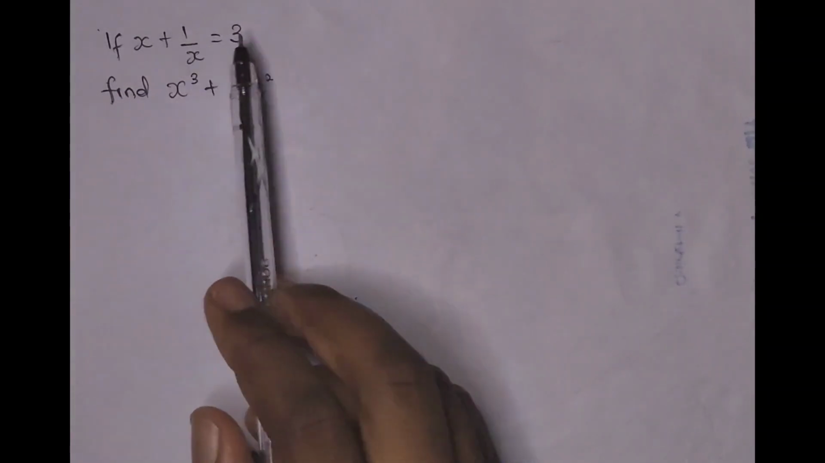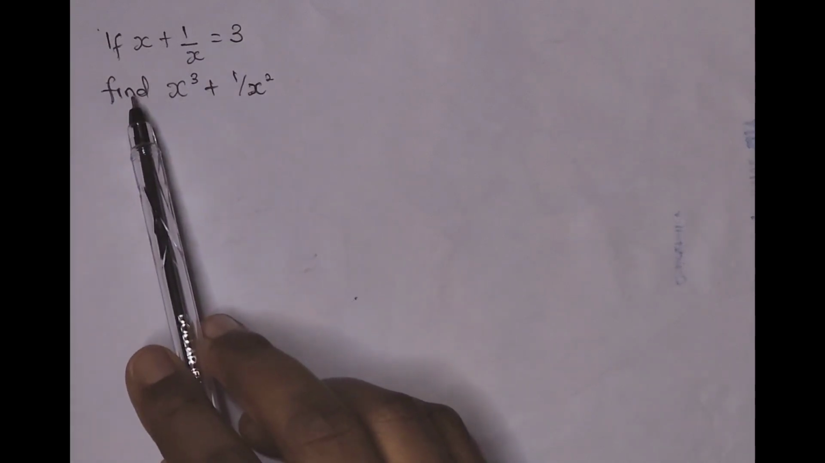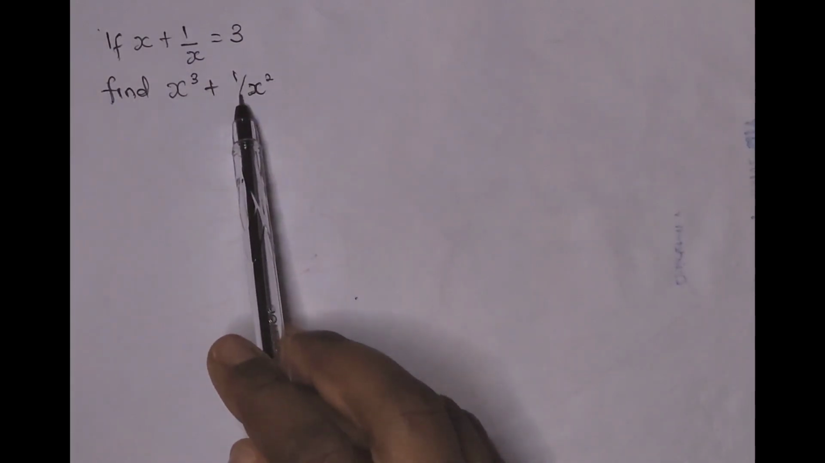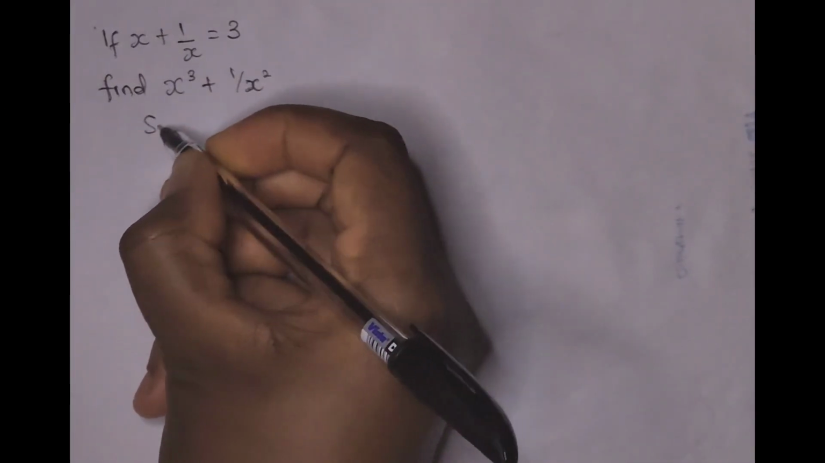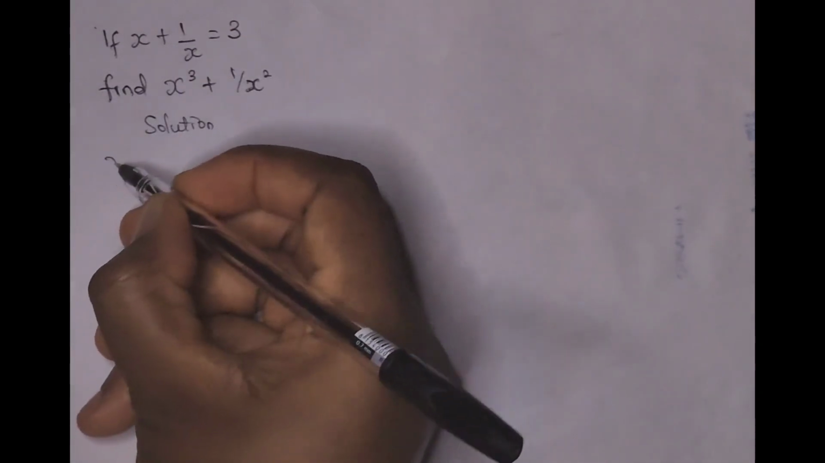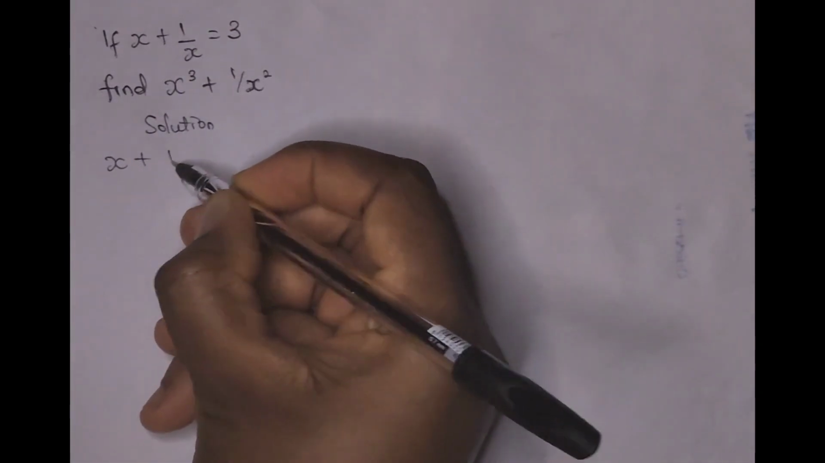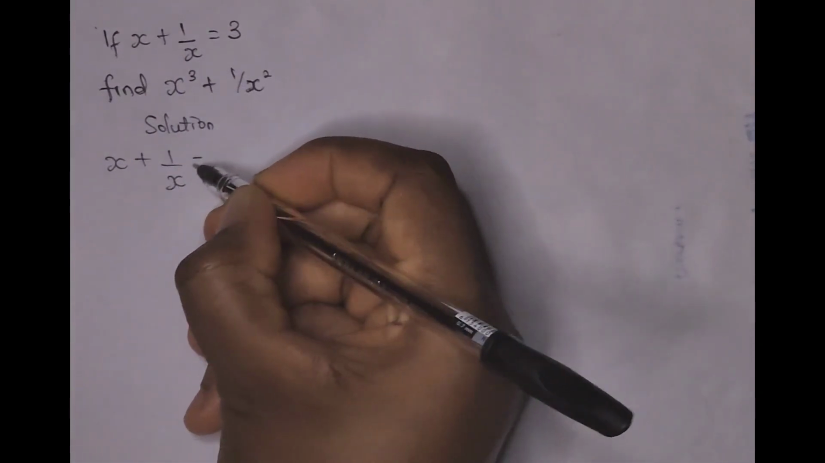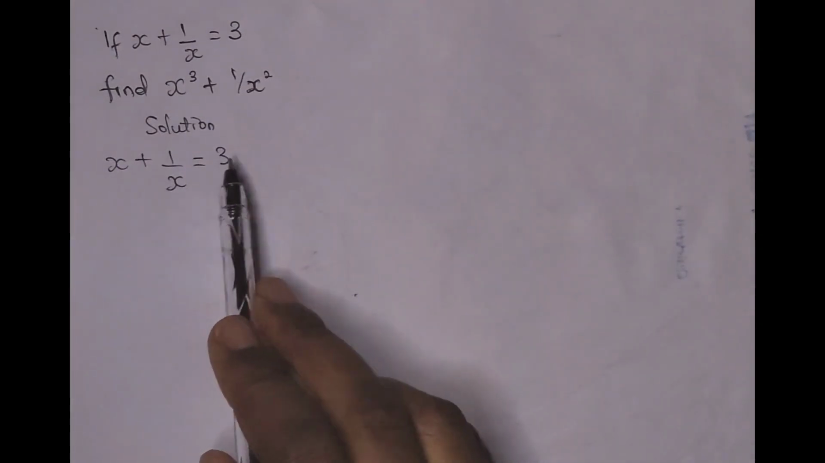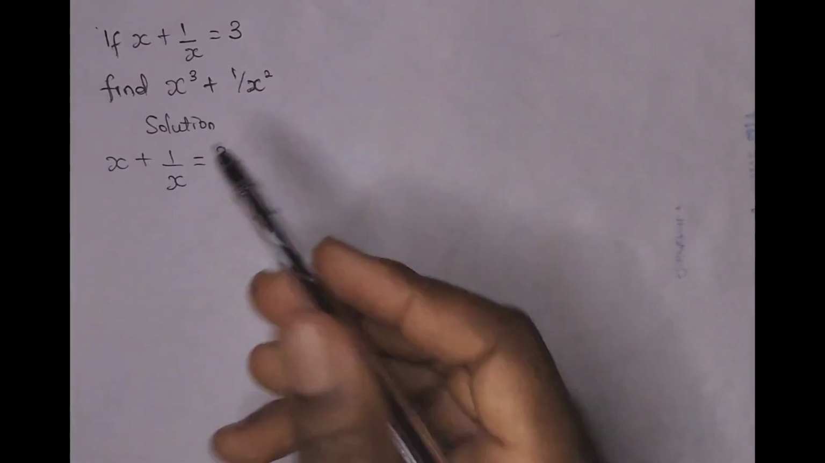So we have, if x plus 1 over x equals 3, find x squared plus 1 over x squared. So, solution: we have x plus 1 over x equals 3. So from here, we'll be squaring both sides, both the left-hand side and the right-hand side.